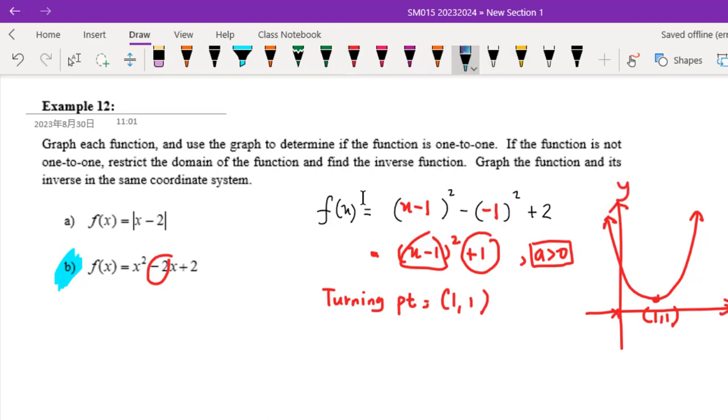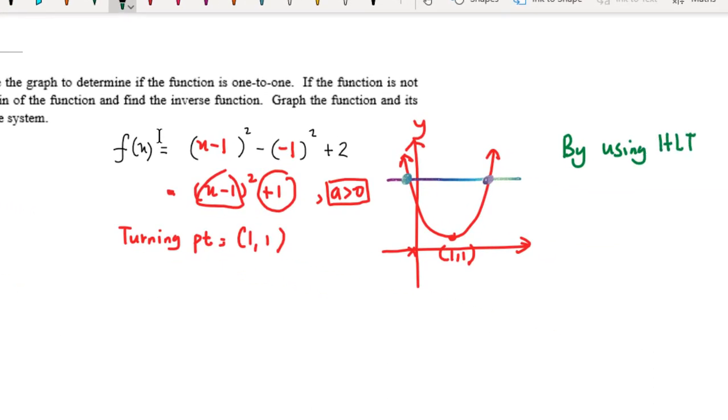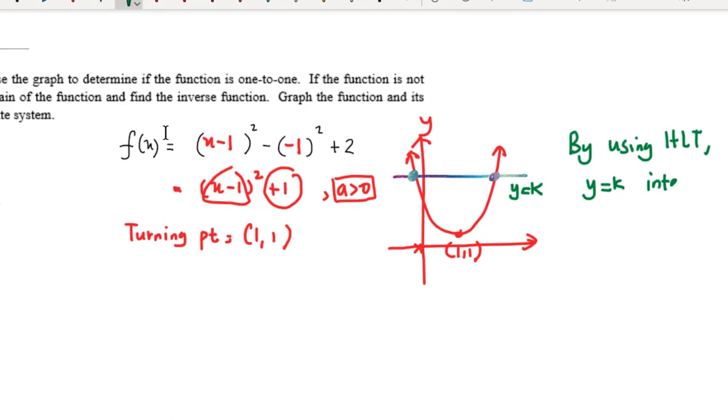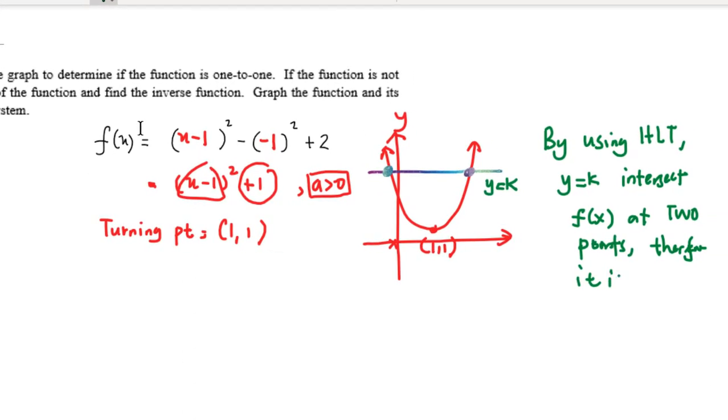By using the horizontal line test, there are two intersection points. We use the same horizontal line test, and do not forget to label the horizontal line as y equals k. So y equals k intersects the function at 2 points. Therefore it is not one-to-one. This is using the horizontal line test for a one-to-one function.